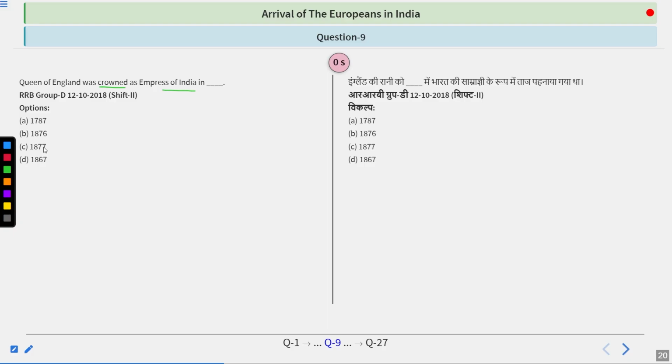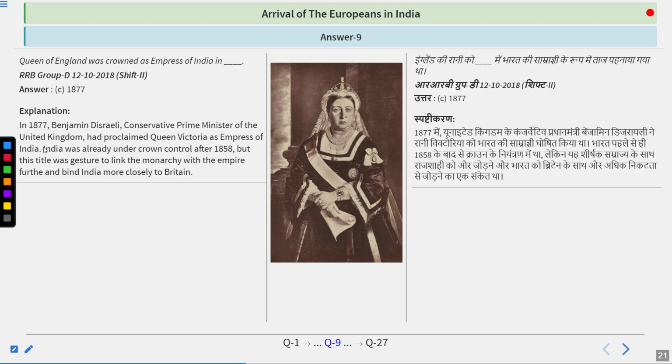I guess you have figured it out. The answer is 1877. Benjamin Disraeli, the Conservative Prime Minister of the United Kingdom, proclaimed Queen Victoria as the Empress of India. India was already under Crown control after 1858, but this title was a gesture to link the monarchy with the empire further and bind India more closely to Britain.